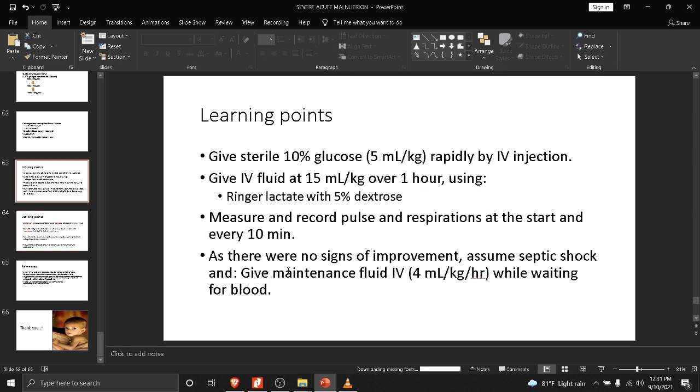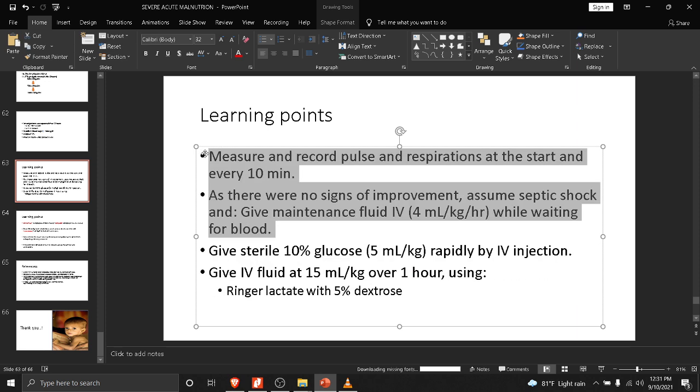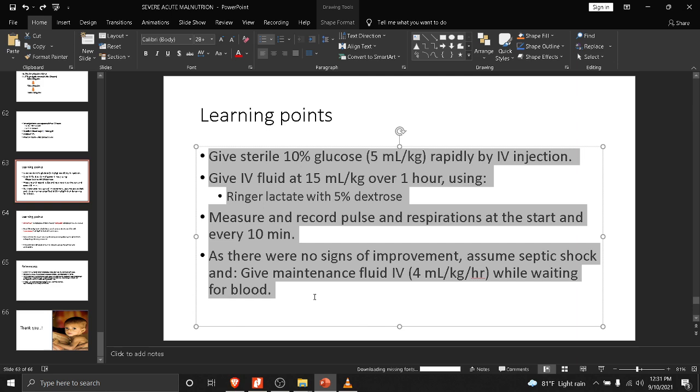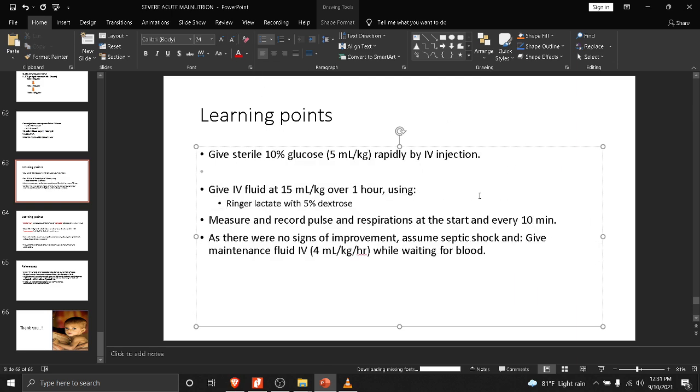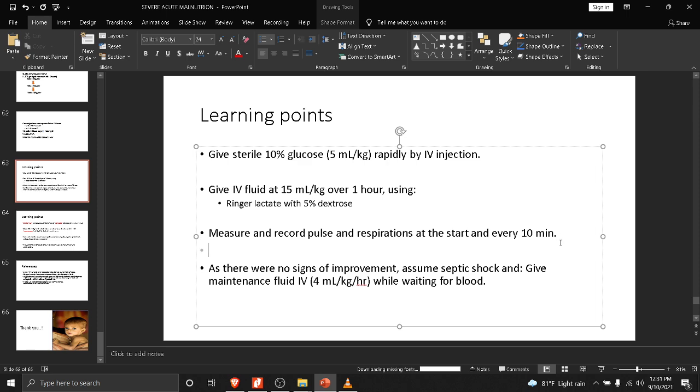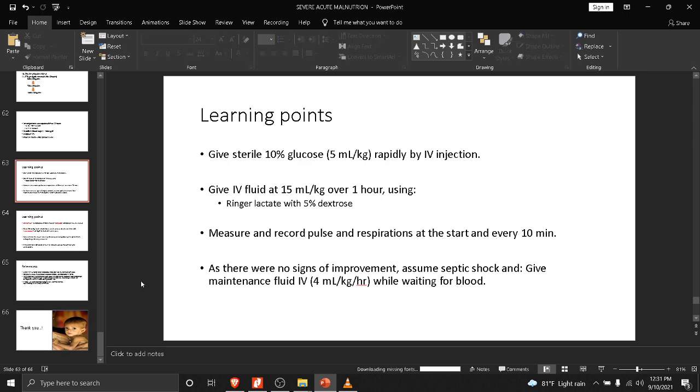So these were my references: I took the WHO drug standard, the Nelson textbook, the protein energy malnutrition article and the refeeding syndrome article. Good, and thanks.